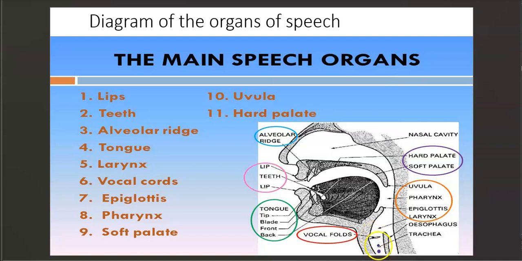The trachea, we talked about it being the passage of air from the lungs to the nasal cavity or to the oral cavity. So here's the trachea. Then we have the vocal cord somewhere here. So this is the first diagram of the organs. So take a minute or two to study it and understand this diagram before we move to the next diagram.